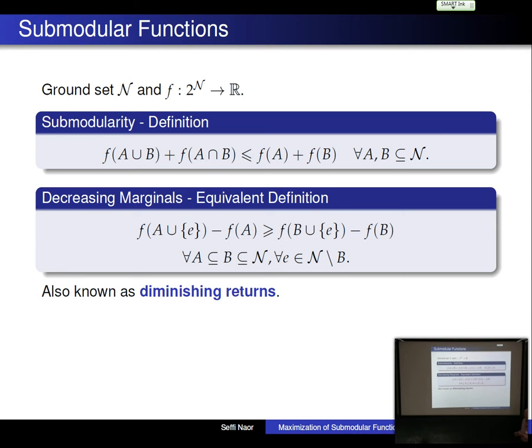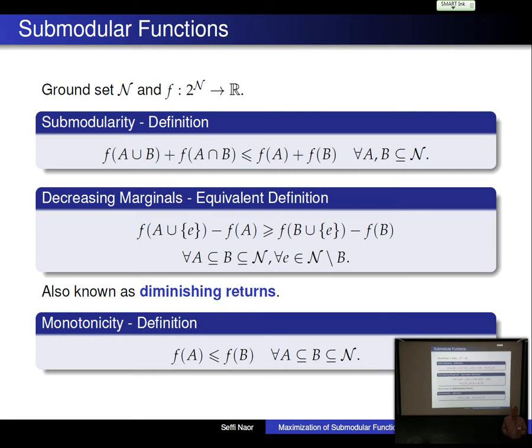Another, more intuitive way of understanding submodularity is through the property of decreasing marginals. What this says is the following: if we have two sets A and B, and A is contained in B, and now we take some element which is in neither set, and we add it to both A and B, then our gain from adding it to A, the smaller set, is at least as big as adding it to B.